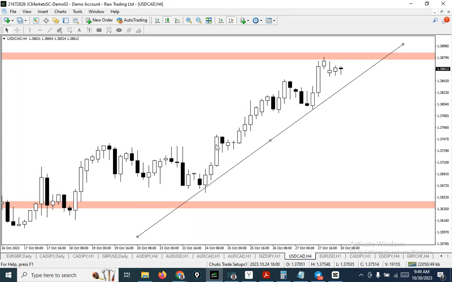Pull back, impulsive move, pull back, impulsive move, pull back. Impulsive move. So the market is pulling back here. If it gets here, I look for an opportunity to buy this market. If it doesn't, I wait for it to break this major structure to the upside.